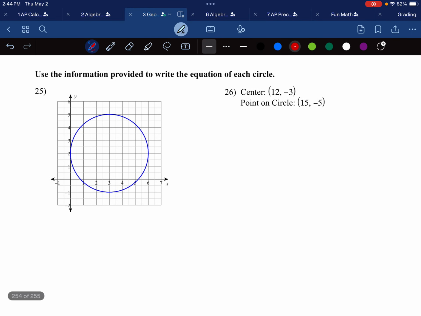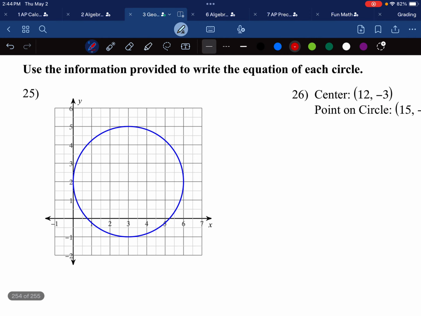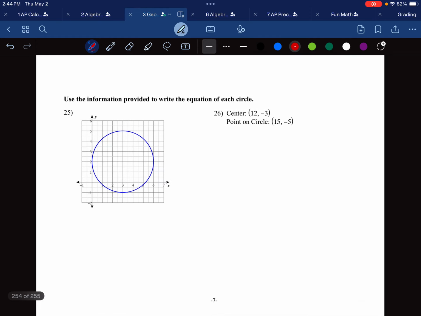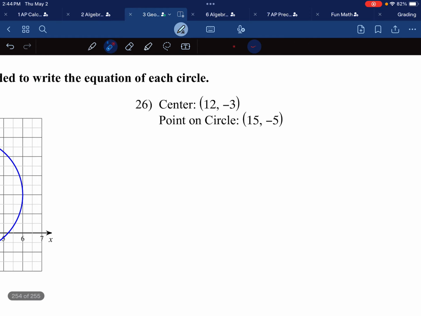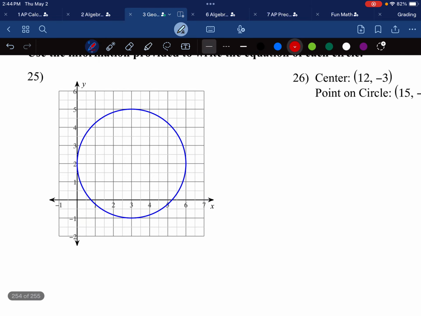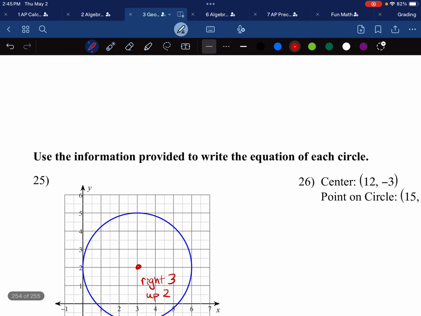What about number 25? Oh, these are fun. Okay, so use information provided to write the equation of each circle. And I think I don't have the really hard, okay, this is the really hard one. I'm looking forward to that one. This one is super easy. So 25, you just kind of visually see, okay, the center of the circle is right there. That means I went right 3 and I went up 2. Therefore, if I'm sending instructions to myself, x, I want to say plus 3 because it's right 3, but you do the opposite. You do minus 3, quantity squared.